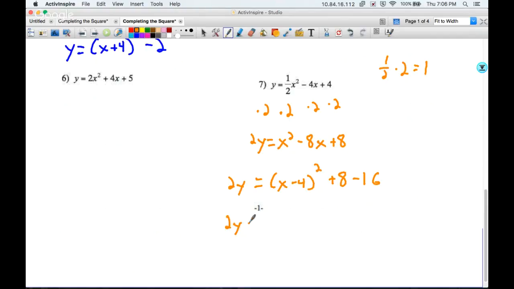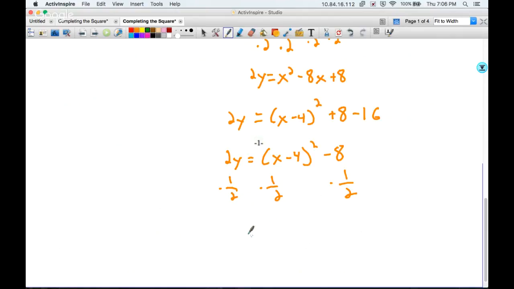Combine our like terms here. We get a minus 8. And now we've got to send that 2 back, but I'm going to do it with multiplication. I'm going to multiply by 1/2, and that way our a value actually stays the same. It was 1/2 at the beginning, it's 1/2 here. Final answer: y equals 1/2 (x minus 4) squared minus 4. What's great about this is I can tell where the vertex is, and I can tell the shape of it based off that a value.